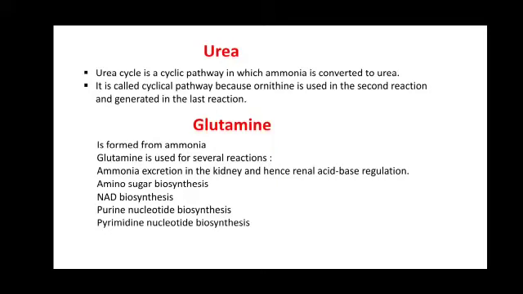So this is the fate of ammonia, where we can conclude that toxic ammonia gets converted to non-toxic forms such as urea, glutamine or glycine. In the next class we'll see the urea cycle, the reactions involved in the urea cycle, and the disorders involved. Thank you.